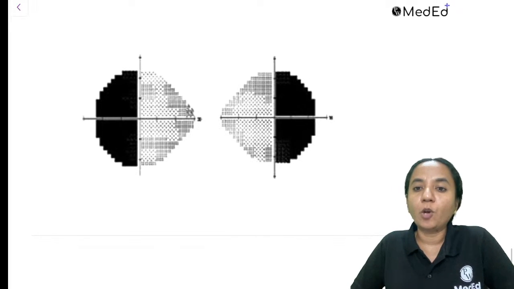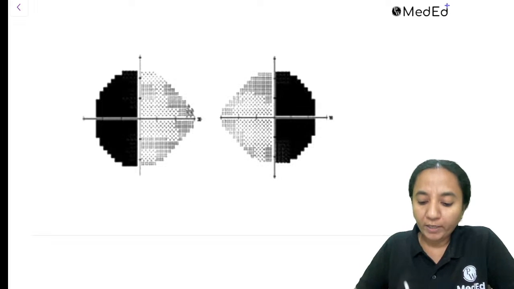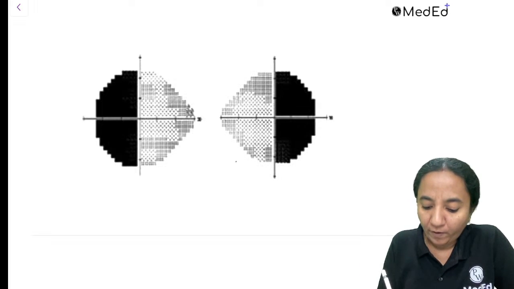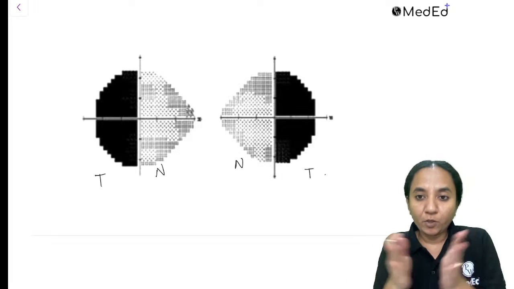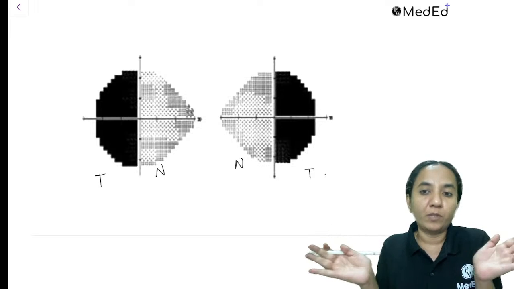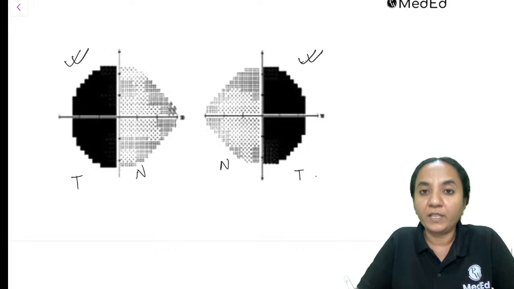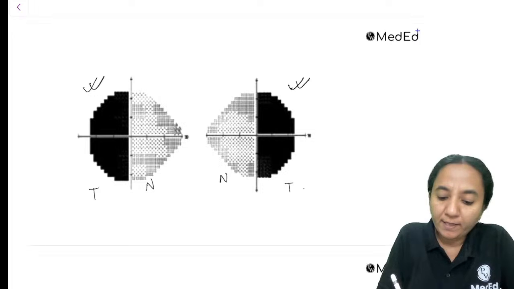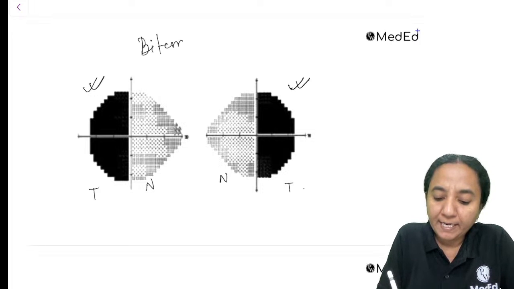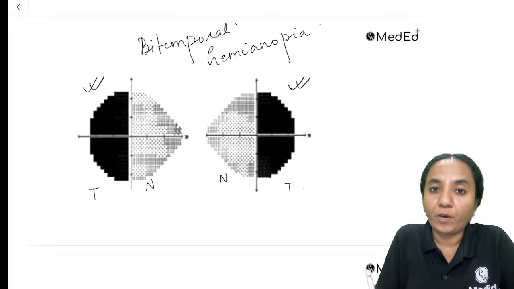A few pictures of visual field defects. When we get a visual field defect, we will mark out the nasal and the temporal fields. So the one towards the center is nasal field and outside is temporal. So here see, the temporal fields of both the eyes are lost, right? So the blackening is on the temporal side. So what is this called? This is called bitemporal hemianopia. So the temporal field of both the eyes are lost.